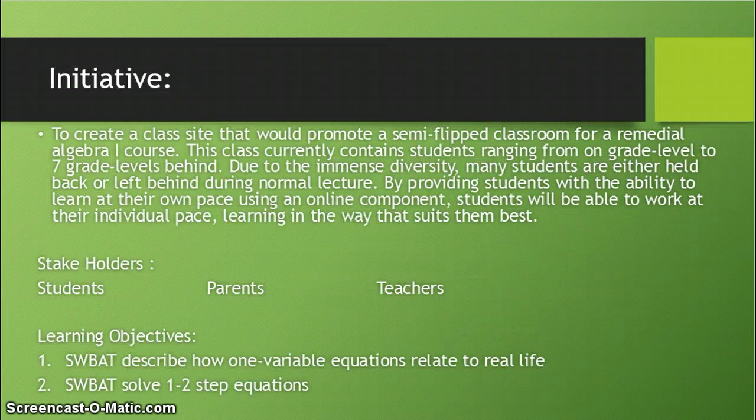The goal for my initiative was to create a class site that would promote a semi-flipped classroom for my remedial Algebra 1 class. Right now in this class, I have a lot of students on very different grade levels, and due to the immense diversity, most of my students are either left behind or they're bored. So I wanted to find a way to reach all of my students at their own pace, and I decided to create a website to do this.